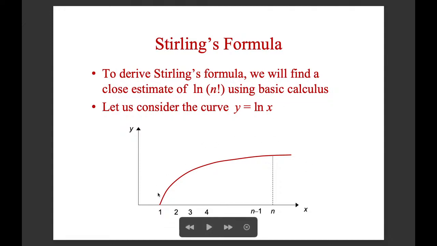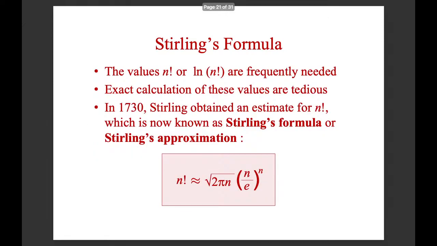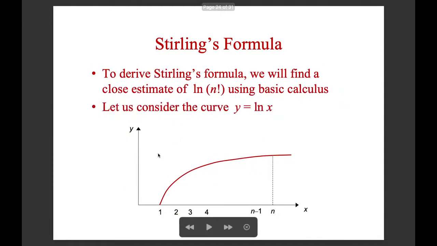The main idea is, Stirling's formula, the term that we want to measure, n factorial or log n factorial, is closely related to this curve. So we have a curve y is equal to log x. We draw this curve, and then we use this curve to estimate the value of log n factorial. So log n factorial is equal to log 1 plus log 2 plus log 3 up to log n. And then this curve is y is equal to log x.